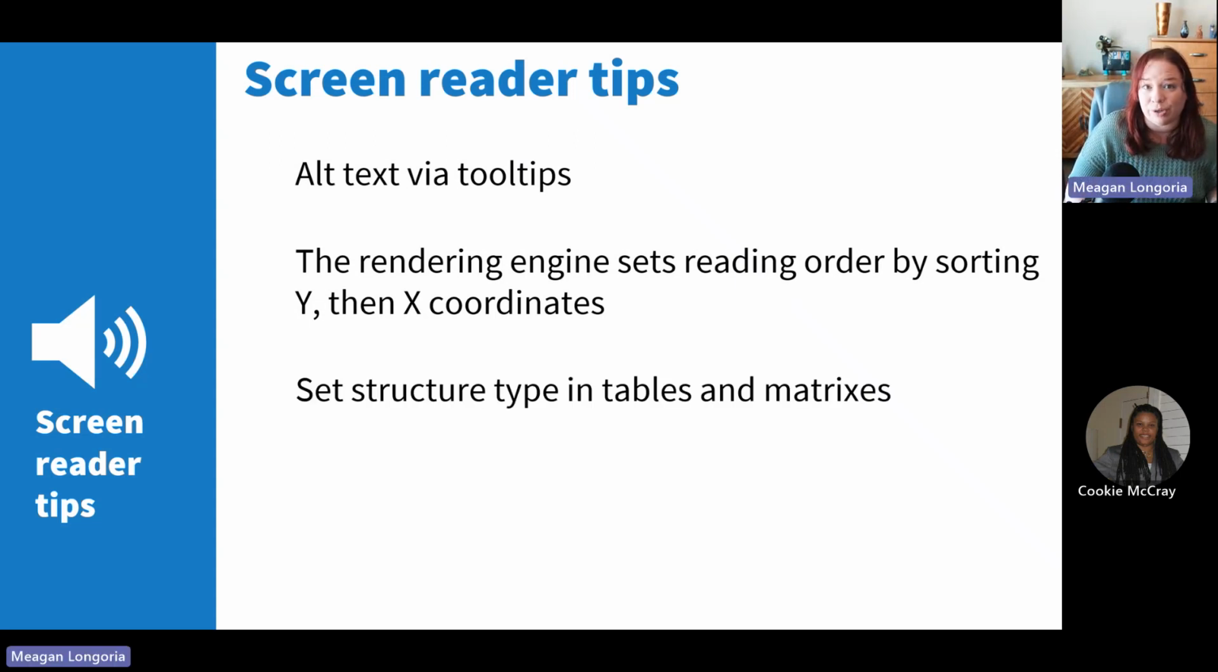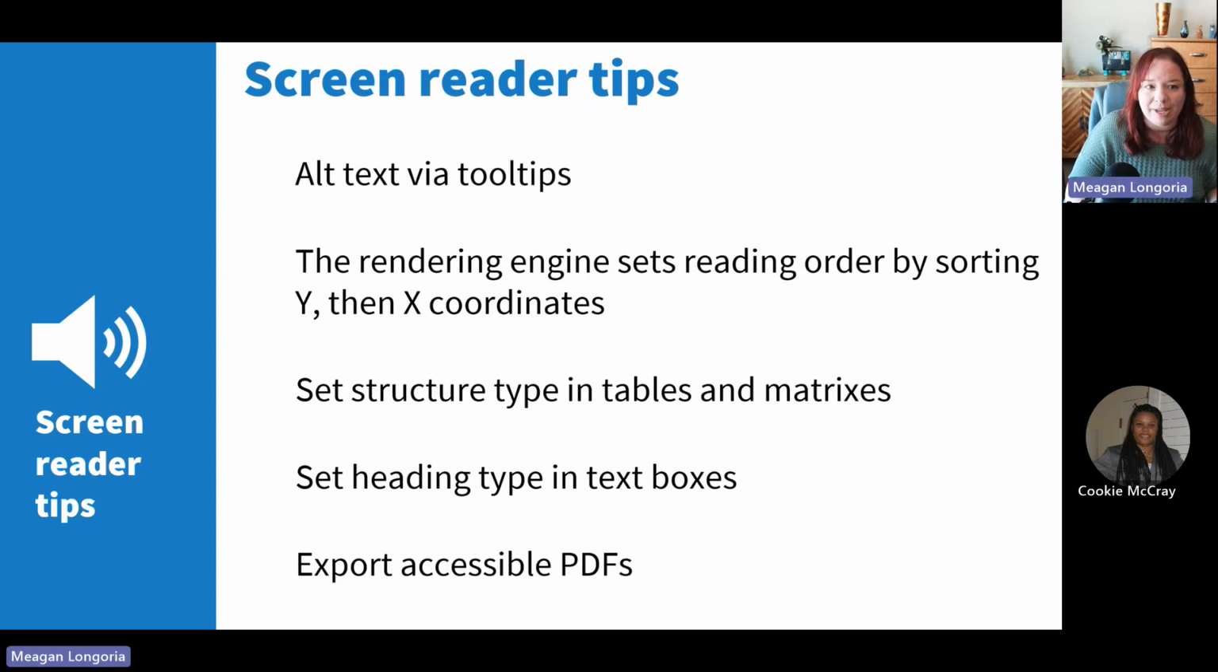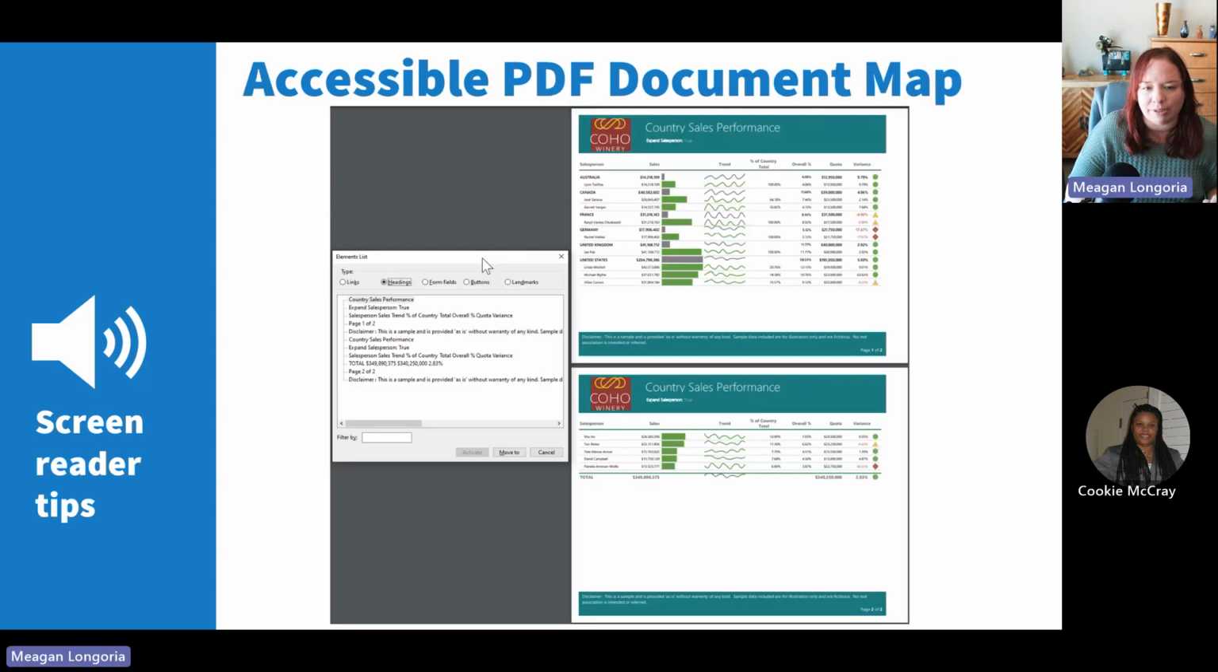We want to set our structure type in our tables and matrices, and I have a demo for this. We want to set heading type in text boxes. And then we want to make accessible PDFs. I'm going to start with that one to show you what I'm talking about here. We can set headings in our text boxes. We can set different levels of headings. We can say, just like in HTML, this is a heading level 3 or a heading level 4.